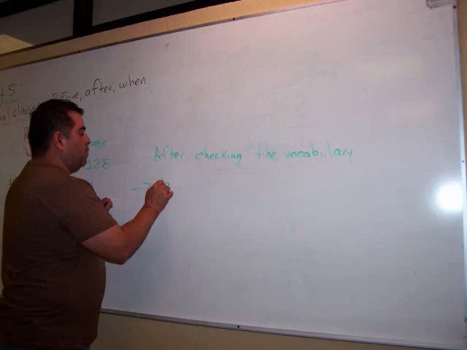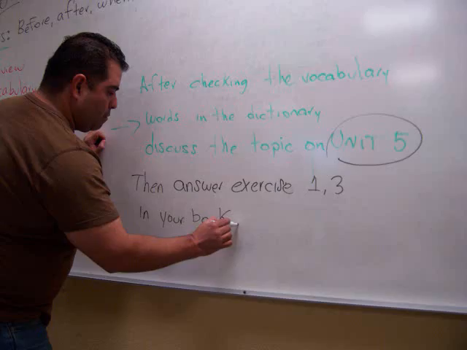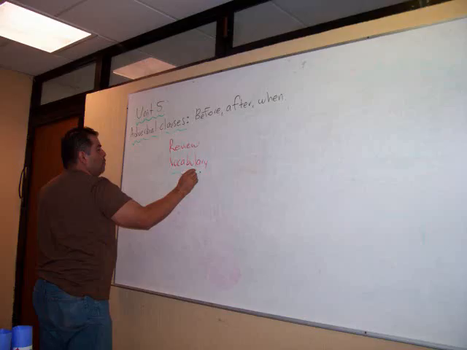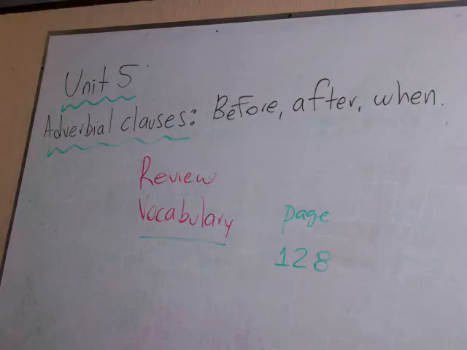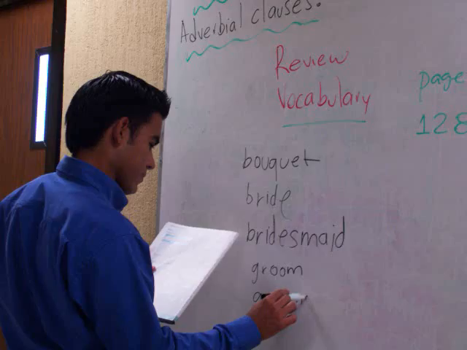In part 2 of your lesson, you wrote instructions about looking up words in a dictionary, and then discussing the unit topics, right? Yes. And finally, you wrote another instruction: then answer exercises 1 and 3 in your book. Only three parts of the lesson, right? Yes.